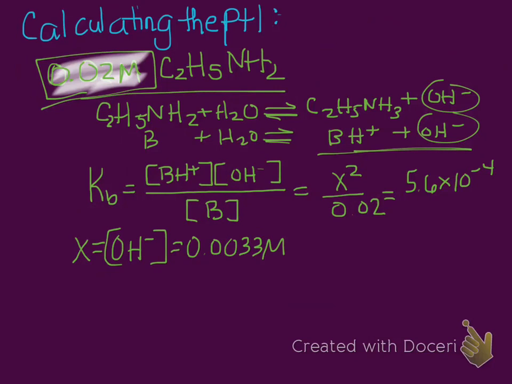0.0033 molar. And in order to find the pOH of this, because remember with all bases you find the pOH first, you take the negative log. I don't have room to write that. I'm putting negative log in my calculator right now, and I get 2.48. And to get the pH, I subtract from 14. So 14 minus my answer is going to be 11.52. I should have been able to subtract that in my head.